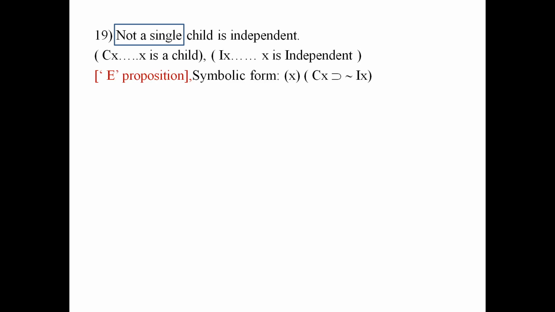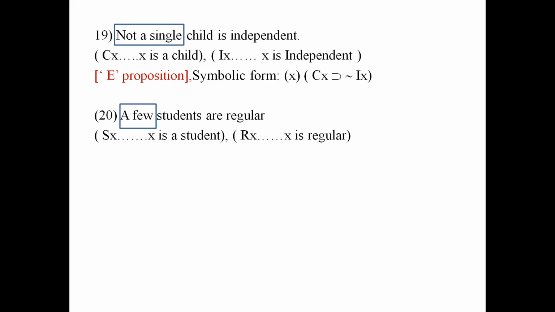Next, not a single child is independent. Here there are two classes and not a single is used, so it's an E proposition. So universal quantifier phi x horseshoe curl psi x. Here you replace phi by C and psi by I, and you will get the expression universal quantifier Cx horseshoe curl Ix. It will be read as given any x in the class, if x is a child, then x is not independent.